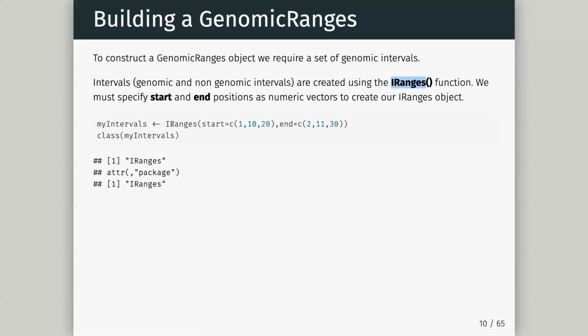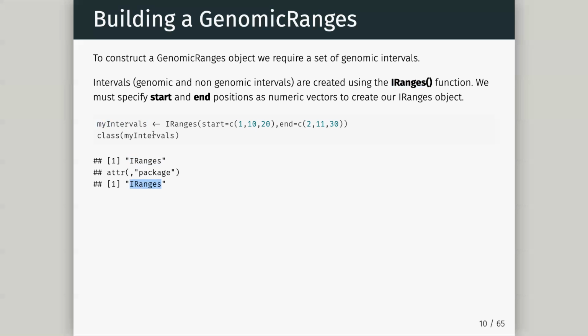So if we want to create an IRanges, we just use this IRanges function. We just need to provide two arguments: we need to give start positions, and we need to give end positions. Here I'm providing three start positions and three end positions. So we're going to have a start at 1, which ends at 2, start at 10, ends at 11, start at 20, which ends at 30. Once we've created these interval ranges, we can check our class. We can see it's an IRanges object from the IRanges package.